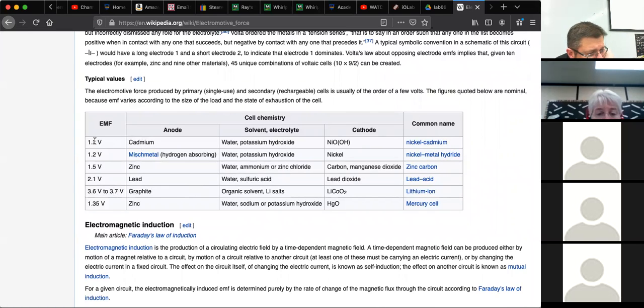And here's a bunch of different ones: cadmium, nickel. This one is nickel metal hydride, essentially 1.2. Zinc's 1.5. Lead 2.1. This one is a zinc oxide, 1.35. Mercury cell. No, this one's a mercury oxide, 1.35 volts. And each one of them has different advantages.